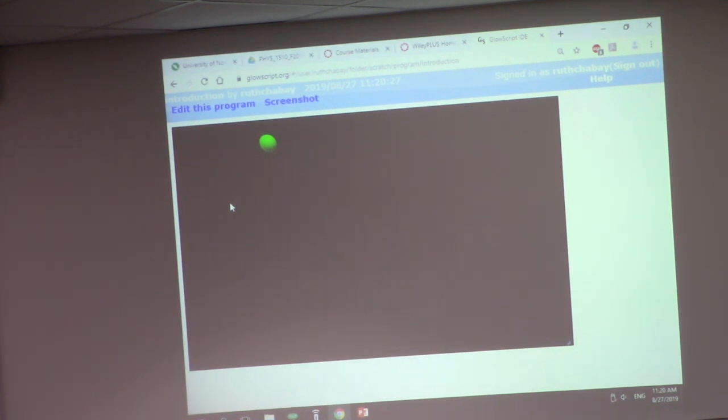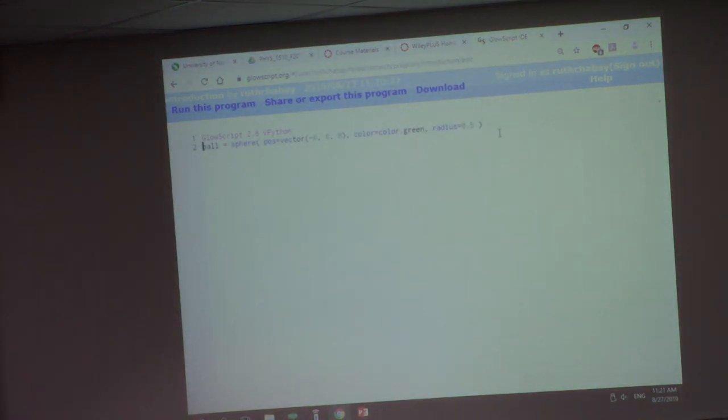Now it's not doing anything because the computer is dumb and doesn't know any physics, so it's our job to tell it about physics. So maybe we want to make the ball bounce, so let's make a floor for it to bounce on. Floor, and we'll make a box.